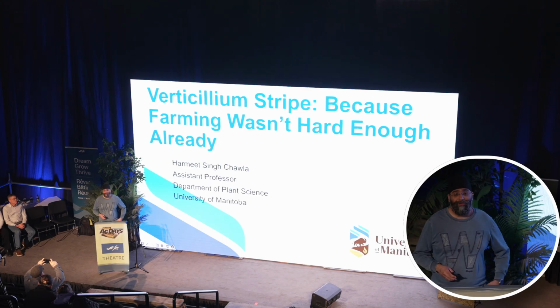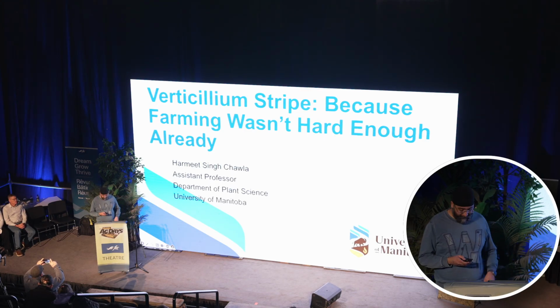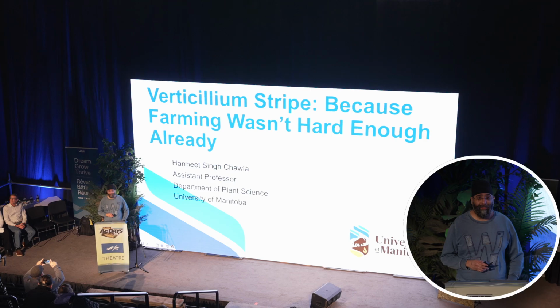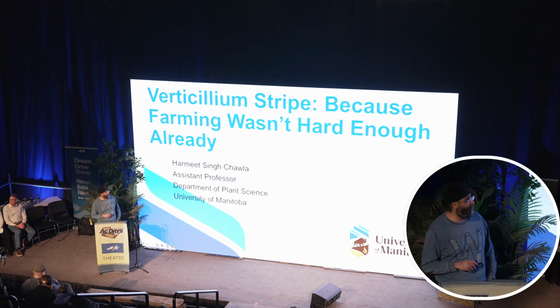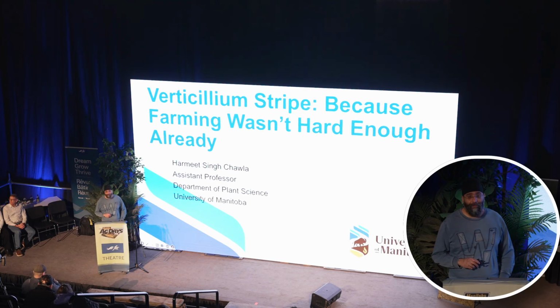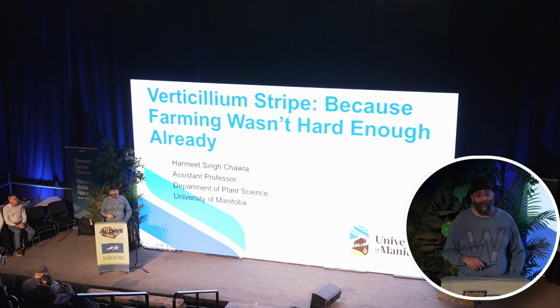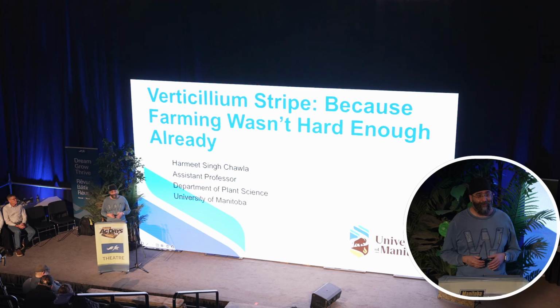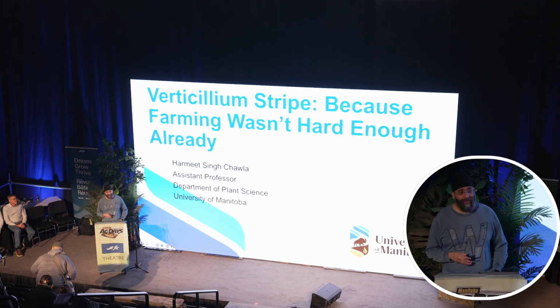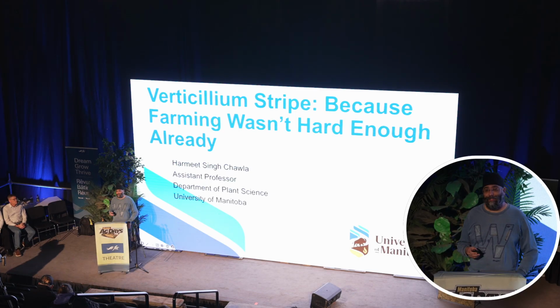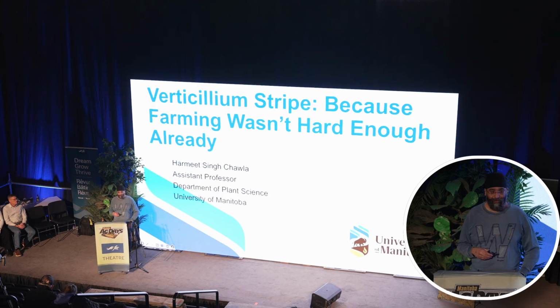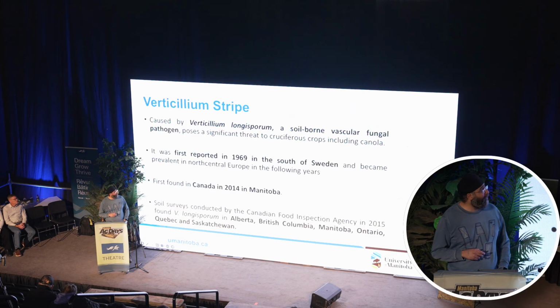As Jared said, I'm an assistant professor at the Department of Plant Science at the University of Manitoba, where I've recently started working on this disease called Verticillium stripe. Before we get into the disease itself, we'll be talking a little bit about the pathogen and how my connection is with the disease, and then a little bit about the future, how the future looks for this disease, and how much it's going to be a problem in canola.